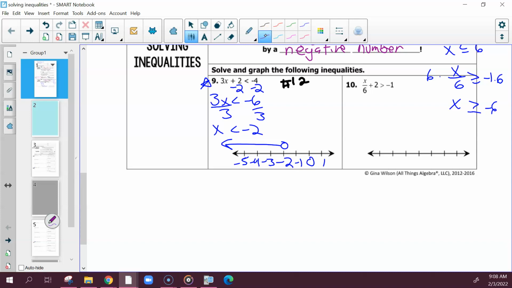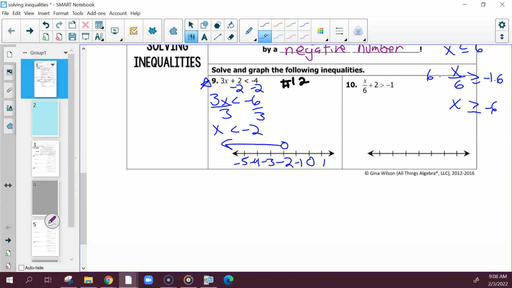Right. For number 10, how would we start solving this? Subtract. So you could do one of two things. You could subtract 2 on both sides. You could multiply 6 to everything to get it out of fraction form. Both of those would be correct. It doesn't matter which one.